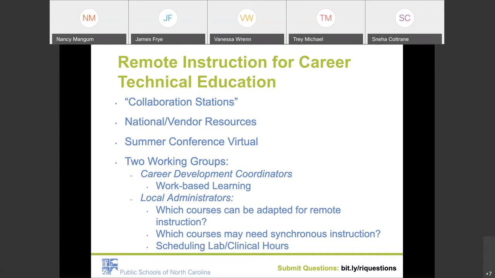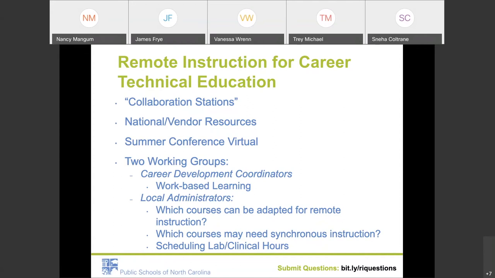We cover career-ready topics from equine science and veterinary assisting to HVAC and plumbing to financial planning, culinary arts, and nursing fundamentals. CTE is well-positioned for remote learning and particularly competency-based progression just by the very nature of our content and how we align to our business and industry partners, their standards and their indicators. And we do use a number of their resources that I'll touch on in just a moment.